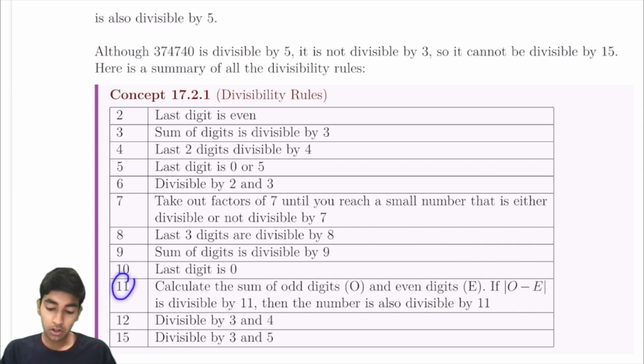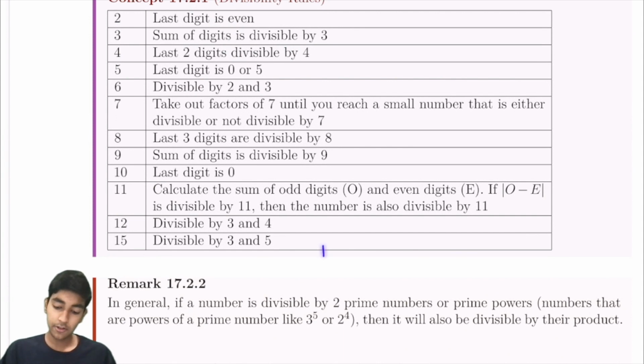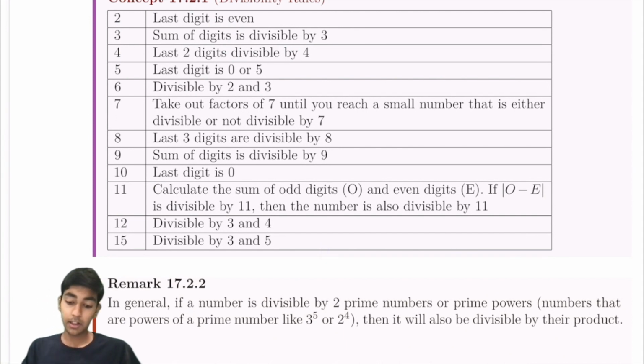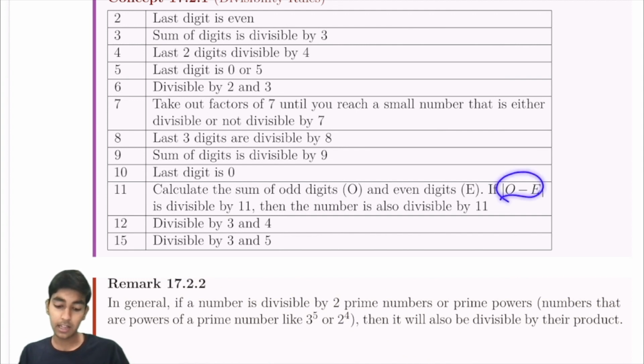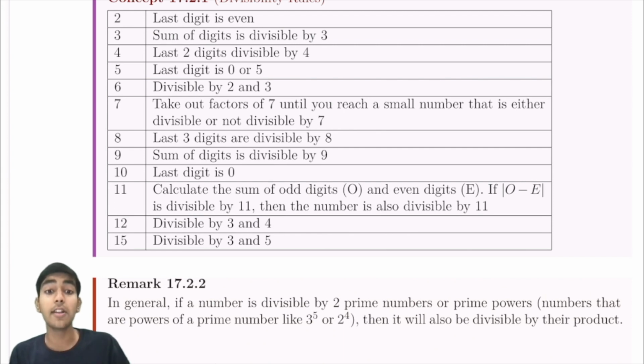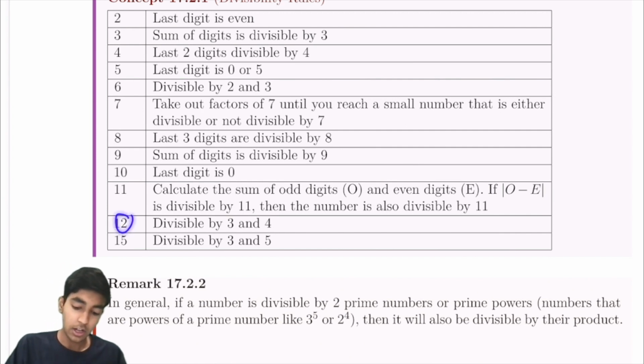11 is you look at the sum of the odd position digits and the even position digits, and then you find their difference and see if that's divisible by 11. And remember, it's not the odd digits, but the odd number digits, so like the first digit, the third digit, the fifth digit. And for 12 and 15, you just look at each of their factors, so 3 and 4 and 3 and 5.